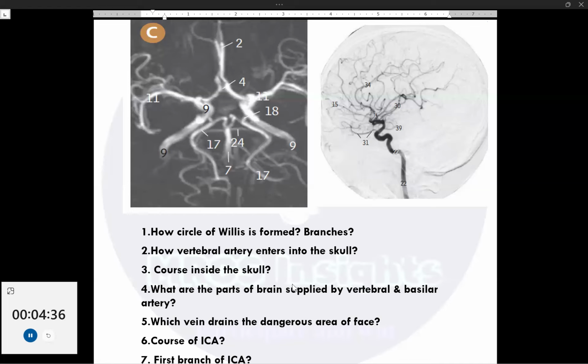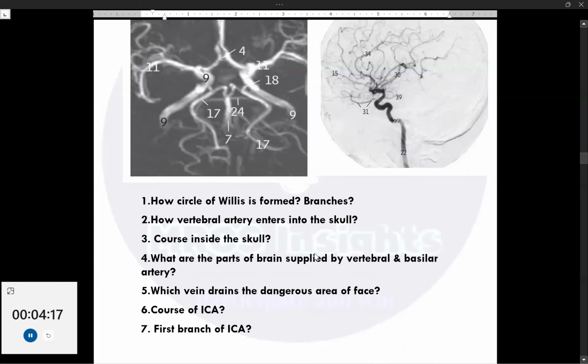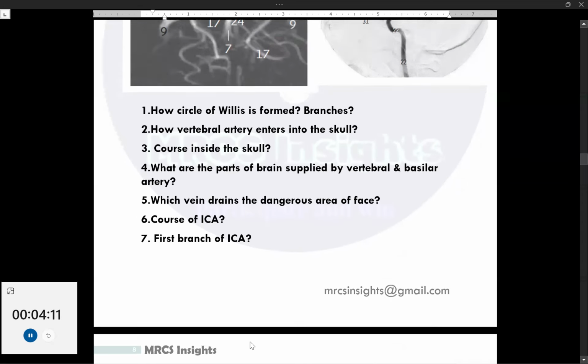Okay, and after that? After that, it gives its first branch, which is the ophthalmic artery, and then it enters into the cavernous sinus. Yes, and after that, it will give some branches: the anterior cerebral and middle cerebral. Okay, so now, you have already told the first branch of the internal carotid artery.